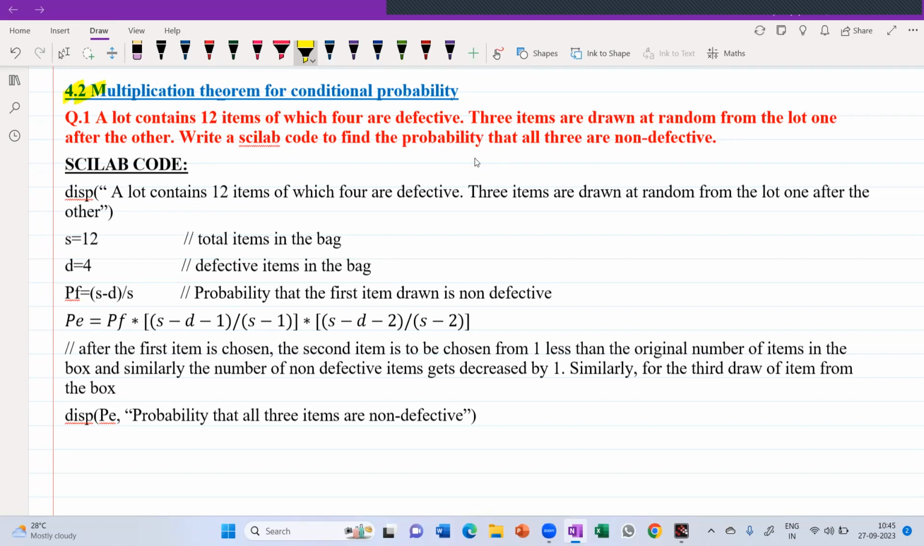In this video, I'll be covering multiplication theorem for conditional probability. So let us take the question on multiplication theorem.